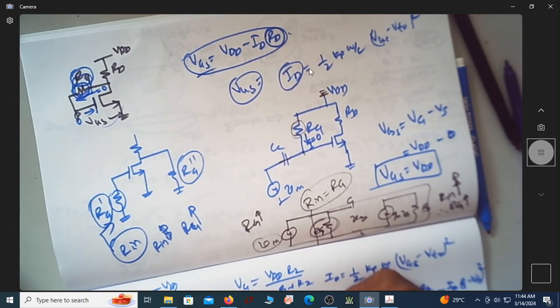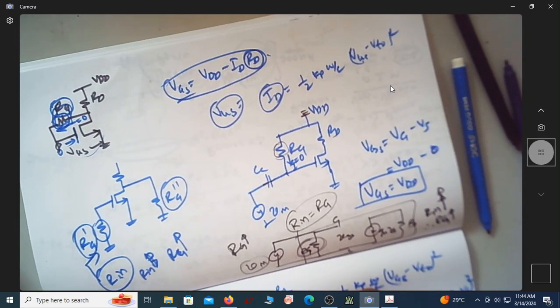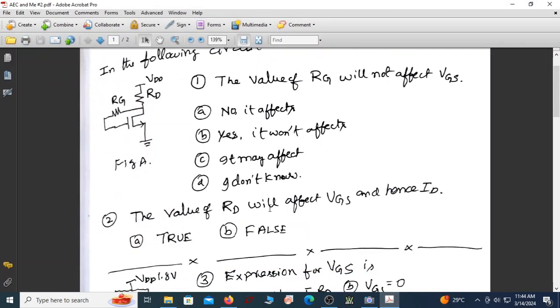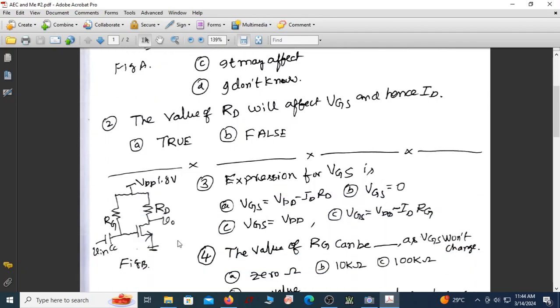If VGS changes, the MOSFET will be in the saturation region, because drain and gate are shorted. So naturally, as VGS changes, the drain current will also change. The answer for that is: the value of Rd will affect VGS, hence ID. The answer is true.